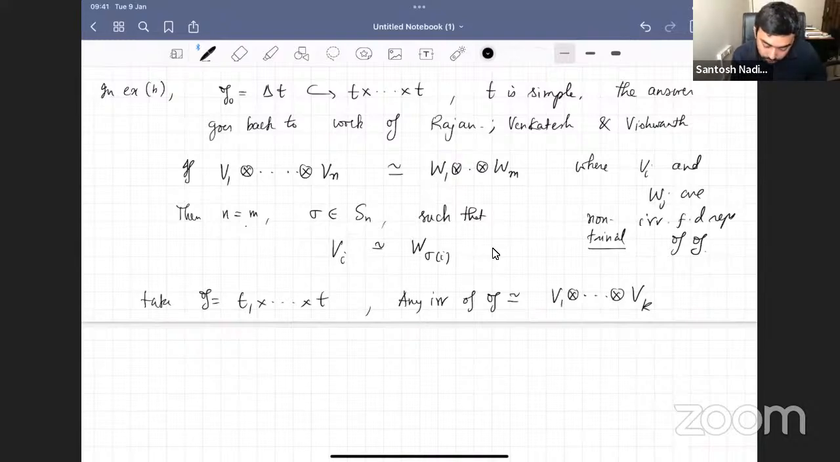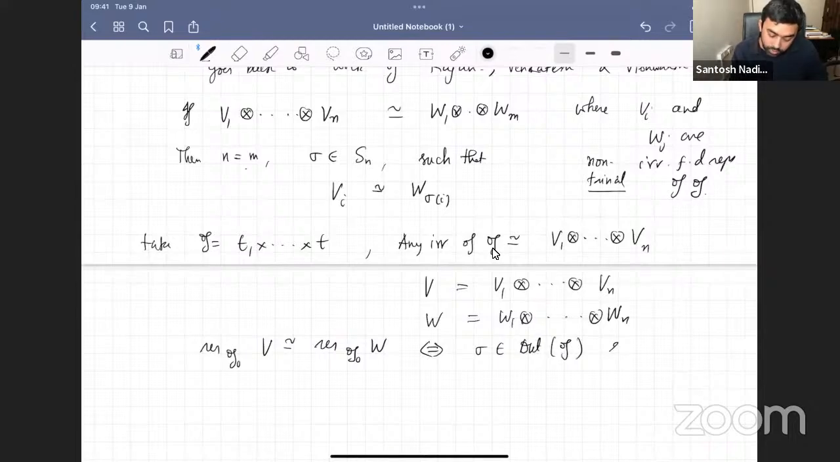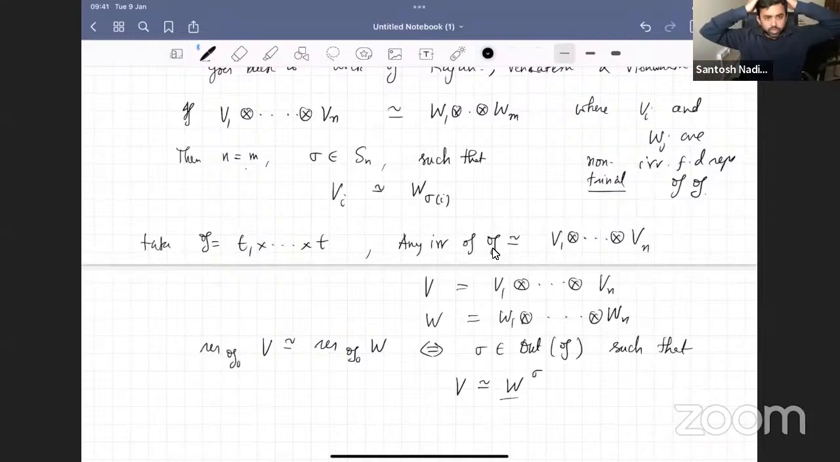I'll take two representations. Say V is V1 tensor up to Vn, and W is some W1 tensor Wm. Then the problem says that the restriction to G0 of V is isomorphic to the restriction to G0 of W if and only if there exists a sigma in the outer automorphisms of G such that V is isomorphic to W twisted by the sigma, right? So this is what the statement looks like.